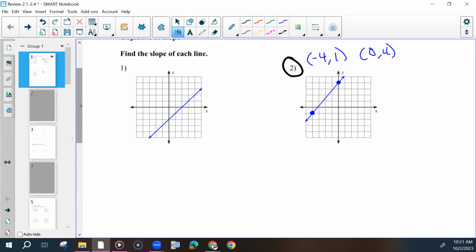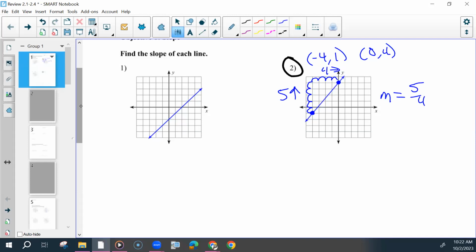But if we're finding it from a graph, the only thing we need to do is count. Whether you start here or here doesn't matter, but we have to go up or down first. So if we start here, we're going to go up 5, and then we're going to go to the right 4. So our slope would be 5/4. That is all you have to do for this one. So make sure you're counting correctly, and double check it. If there are multiple points, count that same slope to the next set of points. If they're not the same, you may have counted incorrectly.